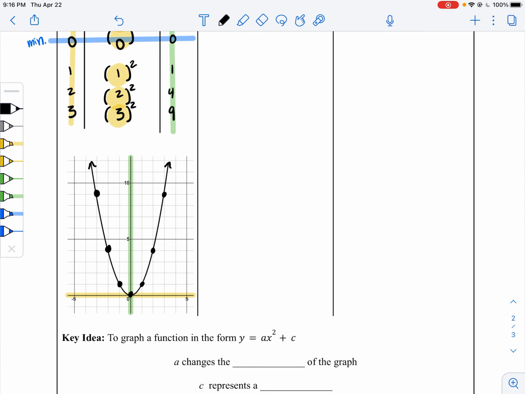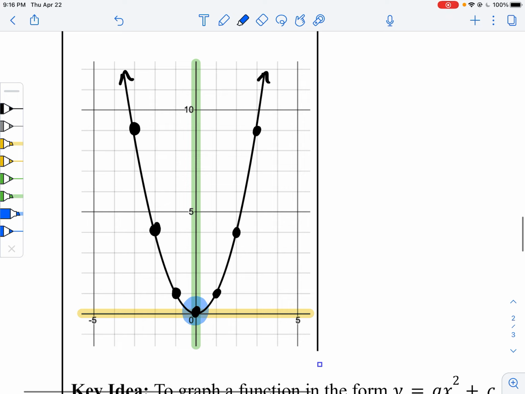That's it. That's your parabola. Notice our vertex is at 0, 0. We've got a nice axis of symmetry here right on the y-axis. That won't always be the case, but that's the most basic one.